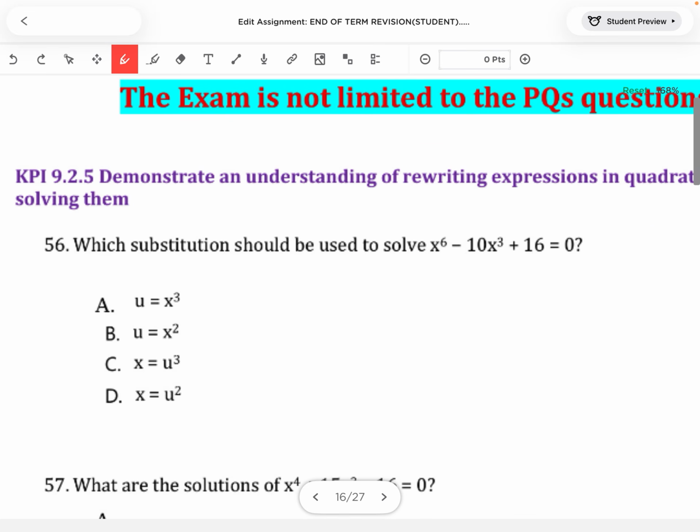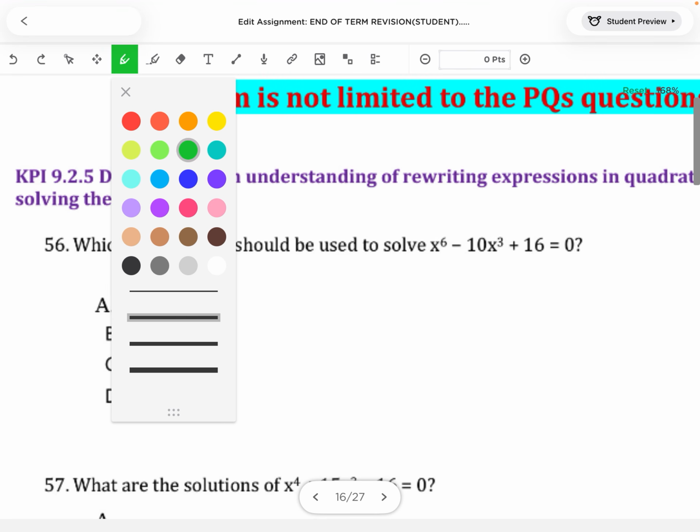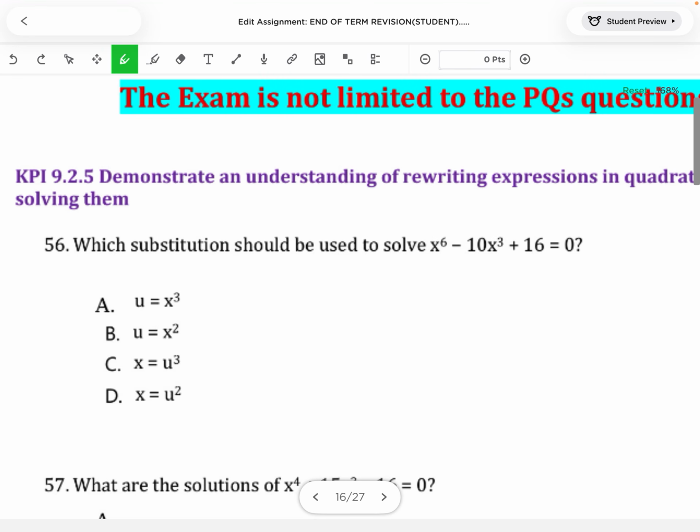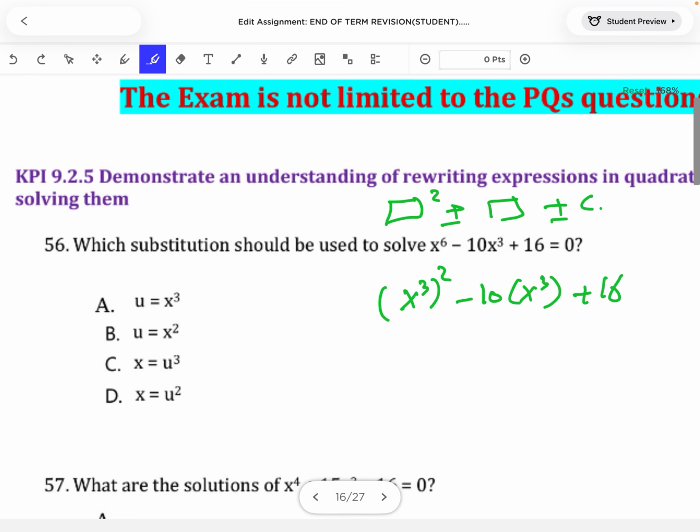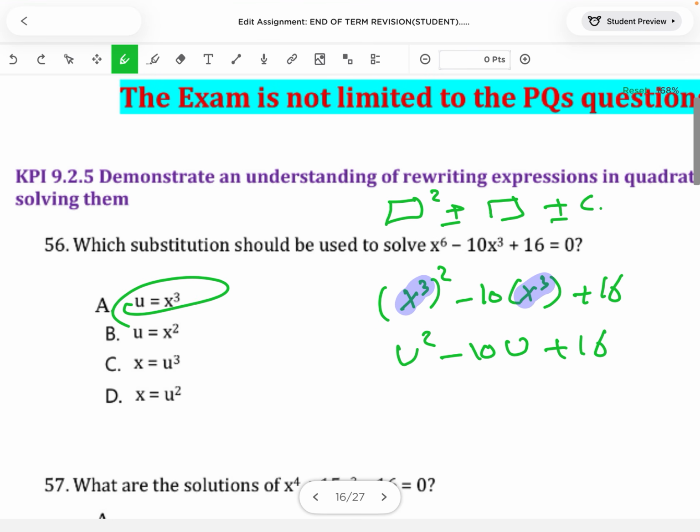Which substitution could be used? To be a quadratic, I have to have something to the power 2, plus or minus, it doesn't matter, something plus a constant. So this should be the same thing. X to the power 6, I will write it as x to the power 3 all squared minus 10x to the power 3 plus 16. So this is my u, which is the same expression. The first is squared and the second is not, plus 16.